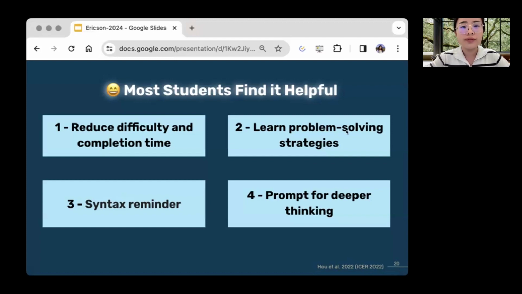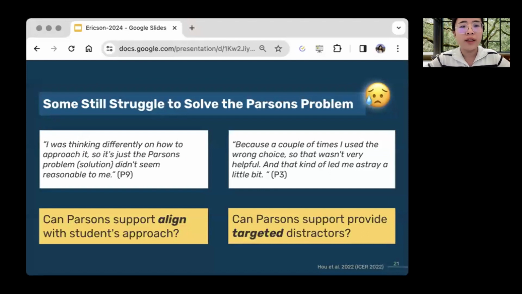While the Parsons problem provided a wide range of help, some participants encountered challenges during this process. One challenge that inspired our follow-up work is that students had difficulty solving the Parsons problem we provided as support. In this version, we used only one common student solution to create the Parsons problems. So students who had a different approach in mind might experience a higher cognitive load and not find this Parsons problem support useful. For example, one student said, I was thinking differently on how to approach it, so the Parsons problem did not seem reasonable to me.